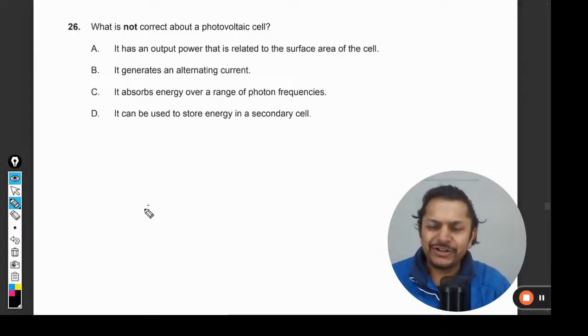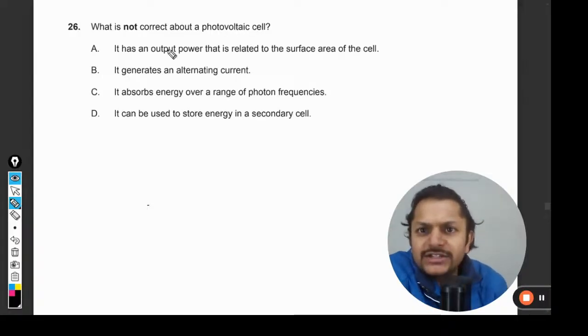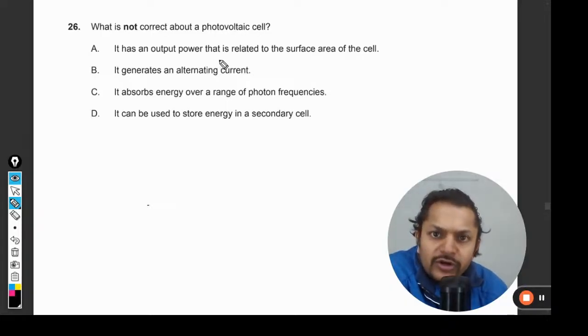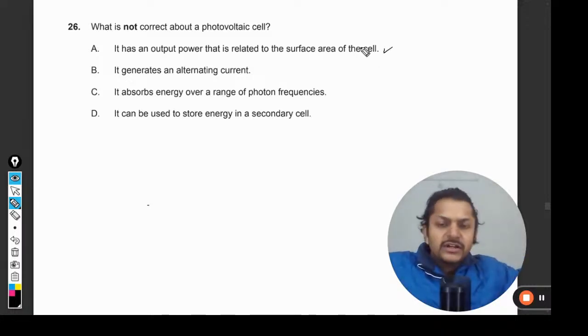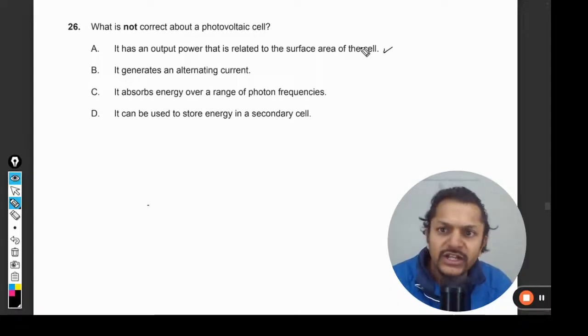Okay, dear student, let us see what is there in this question. What is not correct about a photovoltaic cell? It has an output power that is related to the surface area of a cell. Well, that is exactly correct. The more the area covered, the more power will be produced by the solar cell, no doubt about that.